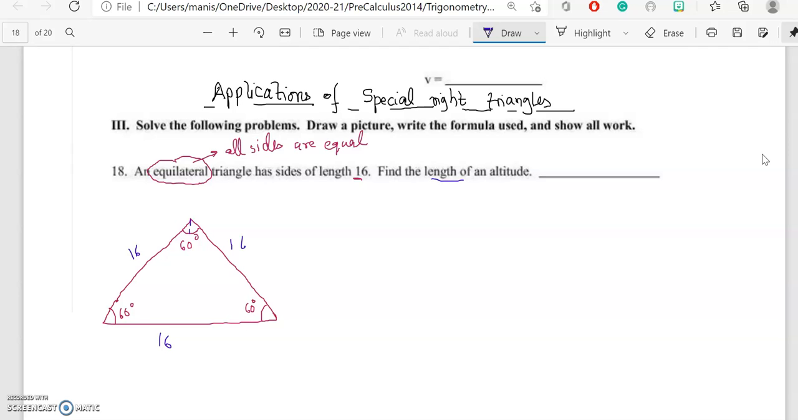Now it says find the length of an altitude. So the altitude is this, which I'm drawing over here. We also call it a perpendicular, so this will be 90 degrees. Remember, when we draw an altitude, it divides the side into two equal halves, so 8 and 8. I will name this triangle number 1 and this triangle number 2. I'm using this triangle. Whatever is the answer on this triangle, that will be over here also.